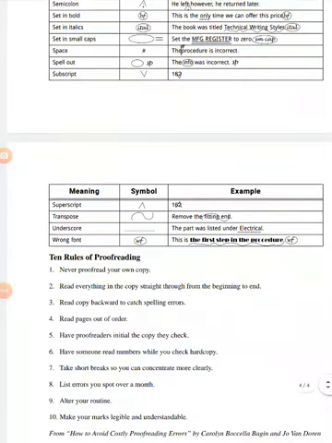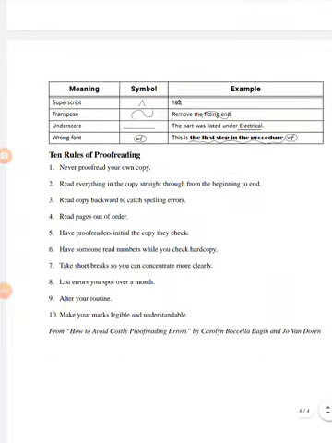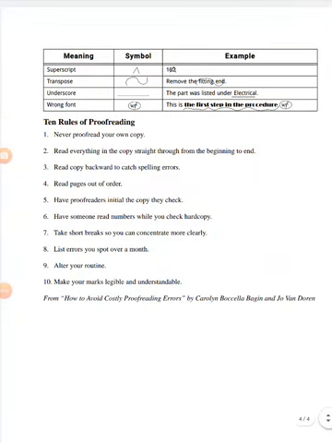So now we move on to the 10 rules of proofreading. The first one is never proofread your own copy. Usually the proofreading is given to a third person, not to the person you are related to or the person who has written the same thing. Only when you give it to another person will you know the mistake, because when we correct our own work, we tend to overlook our mistakes. So we may tend to leave the mistake.